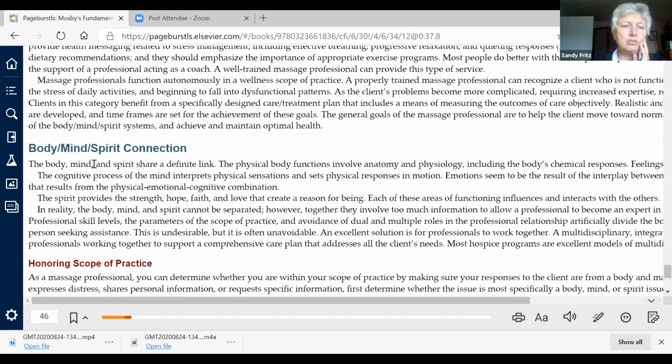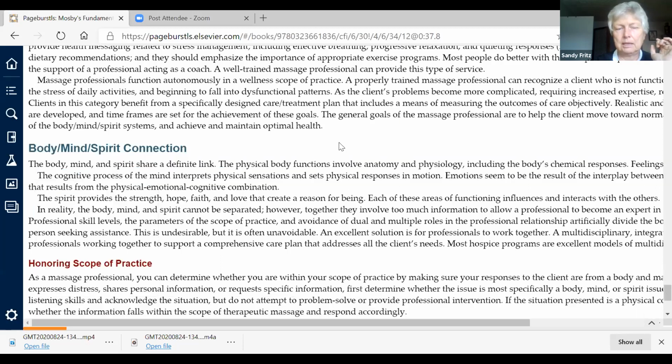And we want to make sure that we appreciate the body-mind-spirit connection, as I've mentioned before, but our scope of practice is the body. And the psychosocial context around how bodily function, our autonomic nervous system, our endocrine system, how all of that interfaces with our behavior and our mental state.